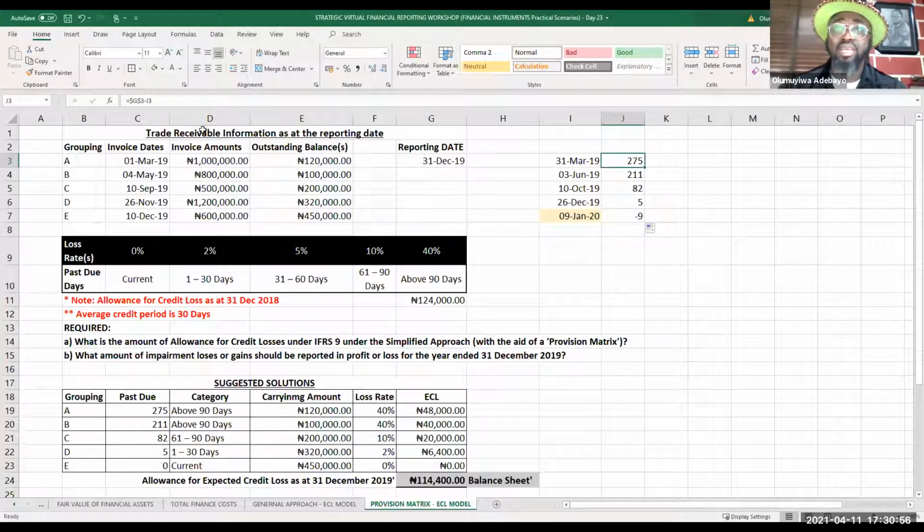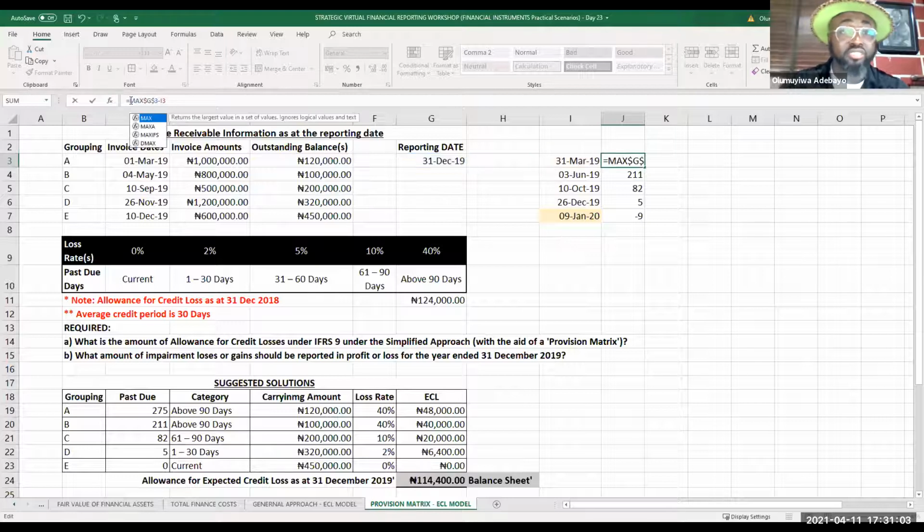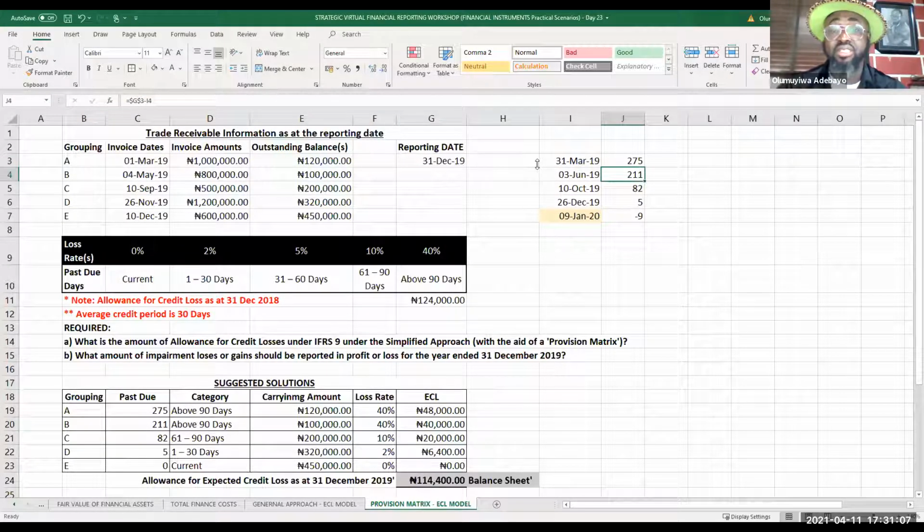And because I can't get minus past due days, I'll now use a formula to say maximum of these past due days or 0 to influence my formula. Therefore, when I drag it down, it will show me what is correct as 0.